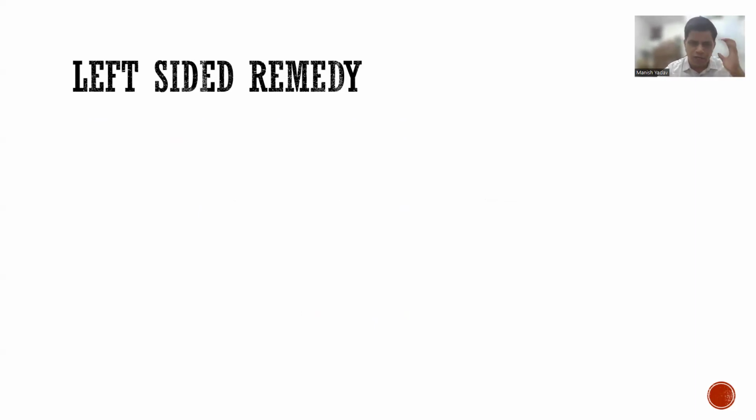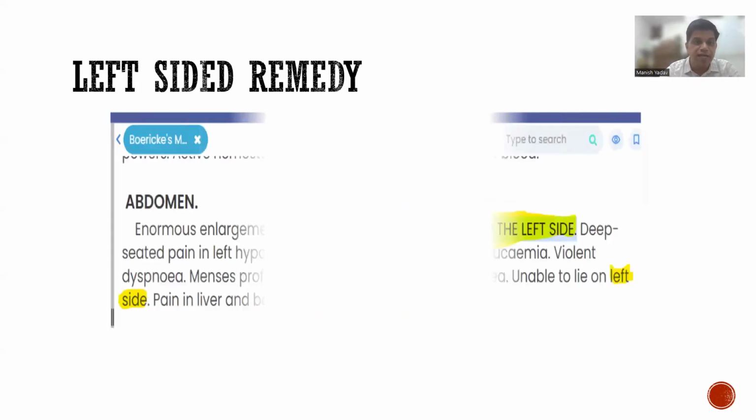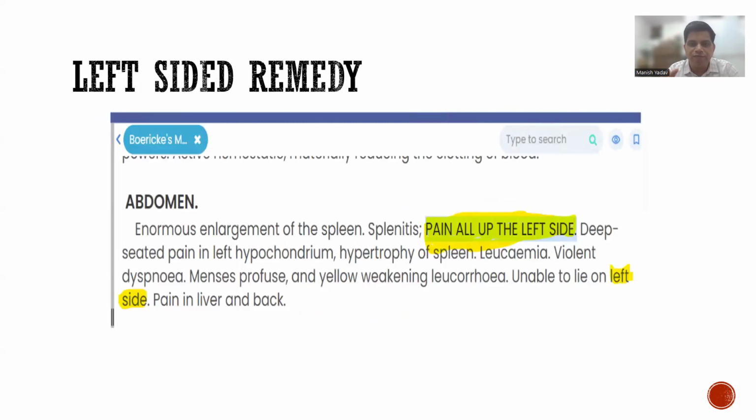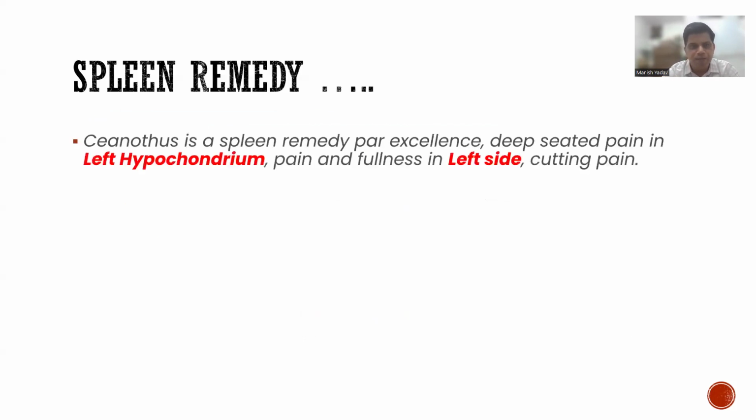Now let's go and look into the individualizing symptoms. Left-sided remedy. You'll find left-sided affection in many places. So abdomen pain all up on the left side, pain on the left side, unable to lie on the left side. It's specifically a spleen remedy. So CEANOTHUS is a spleen remedy par excellence.